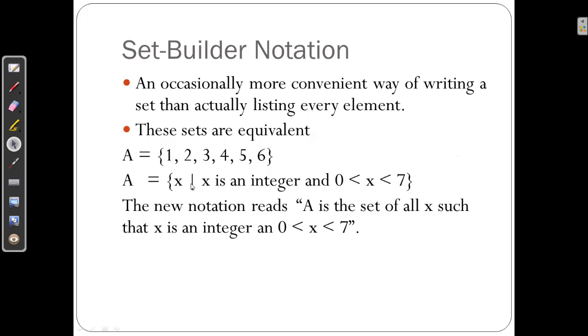This vertical pipe here is found right above the Enter key on most keyboards. It doesn't look like a vertical pipe. It looks almost like a colon with elongated dots, but it's usually right above the backslash. It is read in the notation as "such that," x such that. So it should generally be in the set builder notation whenever you type it out.